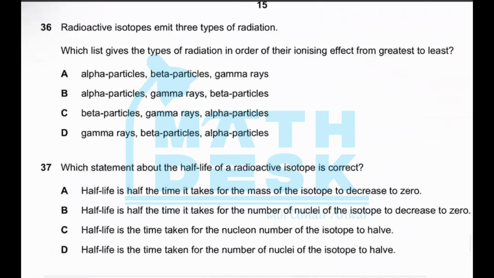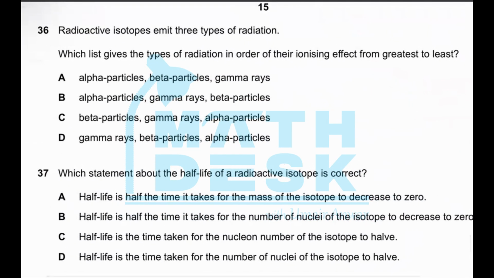Question number 36, it says radioactive isotopes emit three types of radiation. Which list gives the type of radiation in order of their ionizing effect from greatest to least? So ionizing effect depends upon the charge possessed by the type of radiation. And the largest charge possessed is by alpha particles. So they have the highest ionizing power. And then there are beta particles, and the least power possessed is by gamma rays. So this is the correct order of the radiation as far as the ionizing effect is concerned.